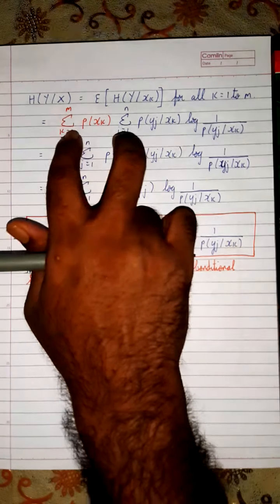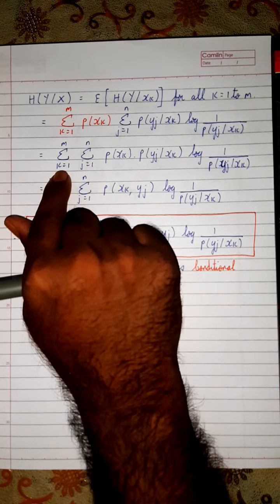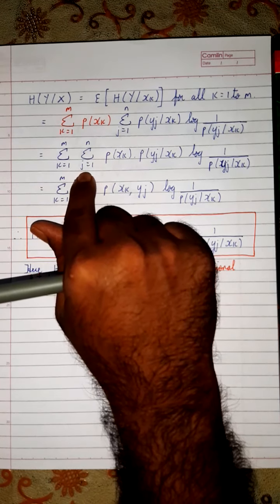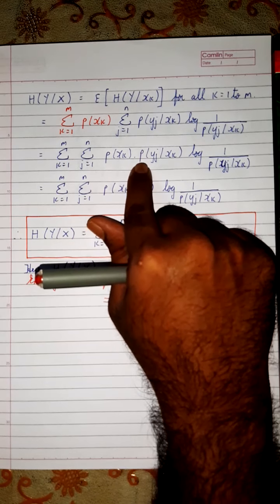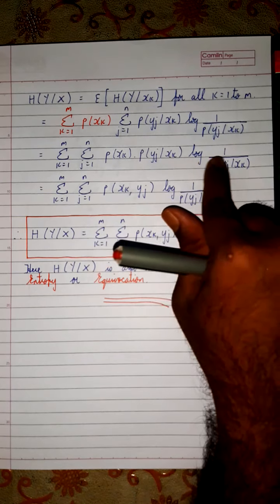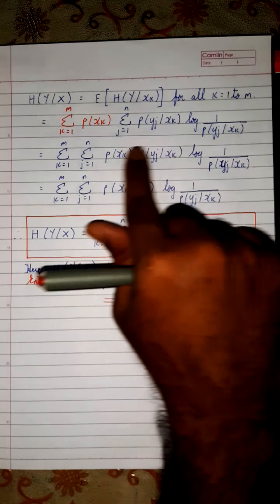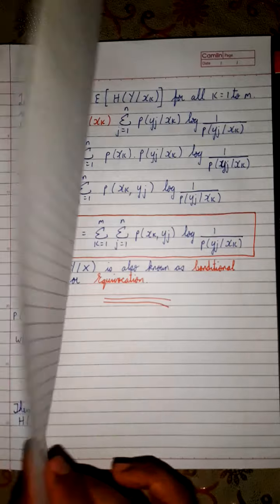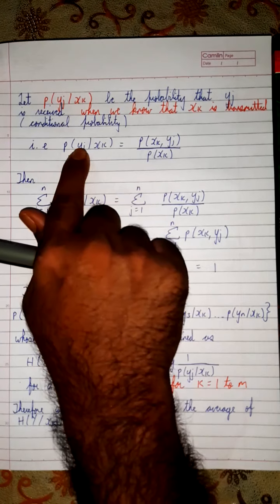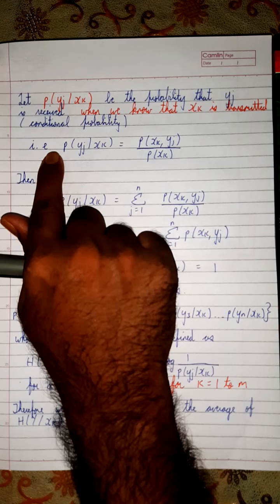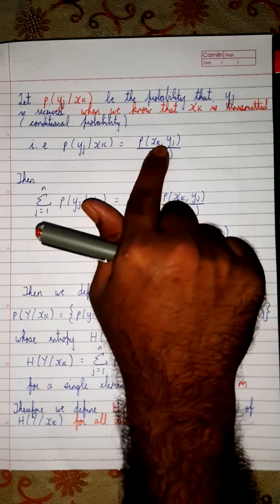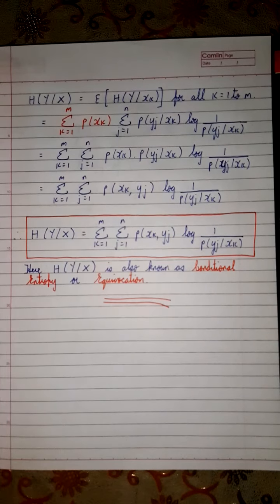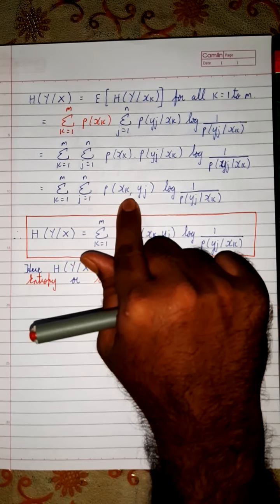Alright, so now I'm going to interchange the summation. So this will become sigma k equal to 1 to m, sigma j equal to 1 to n, p of xk into p of yj by xk log of 1 by p of yj by xk. Now what is p of xk into p of yj by xk? If I bring this p of xk over here, it becomes p of xk into p of yj by xk. That is nothing but p of xk yj, right? So this is nothing but p of xk yj.